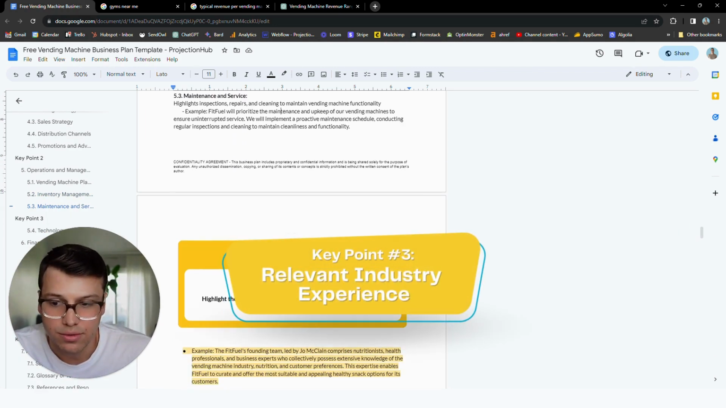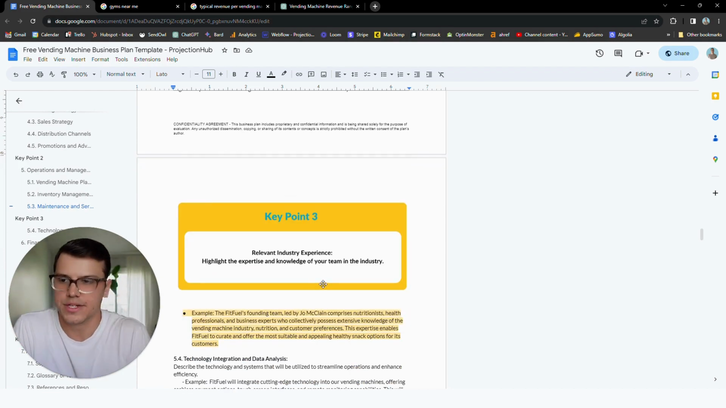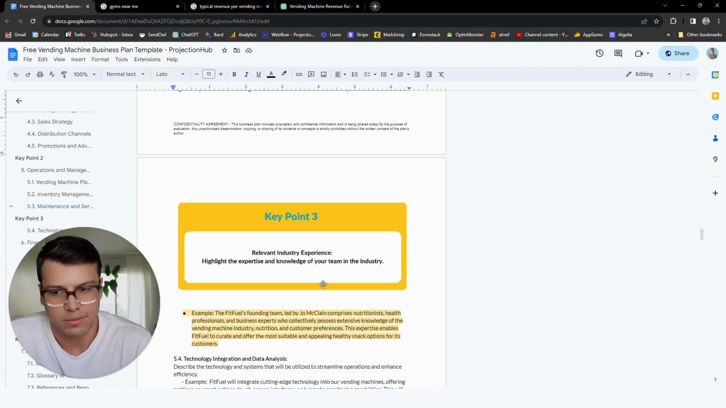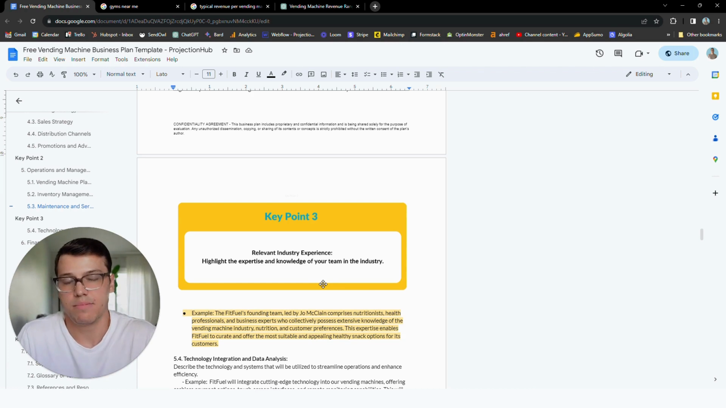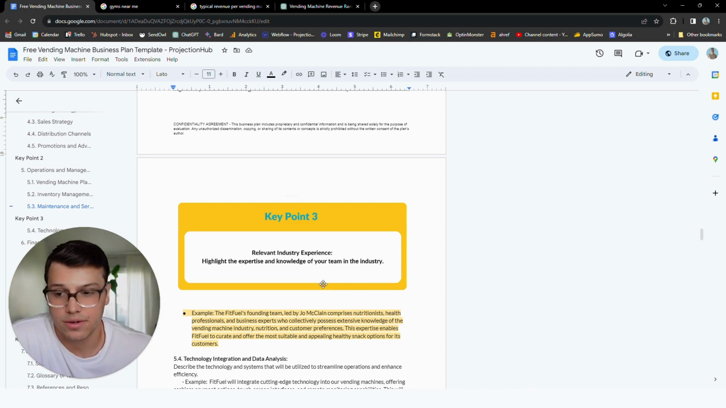But the key point to include in this one is relevant industry experience. So this is a little tricky again for the vending machine because it's a non-traditional business. Typically, you want to give your lender the confidence that you know what you're doing or you know what you're getting yourself into. It might be unlikely that you have a ton of experience with vending machines. Maybe you worked for a vending machine business before, that would be great. But maybe what you have more experience in is retail or sales, supply chain management or logistics, something related to the vending machine business that you can highlight in your business plan.